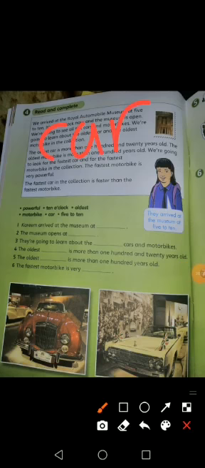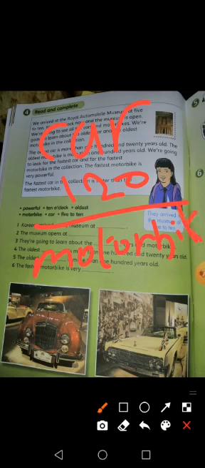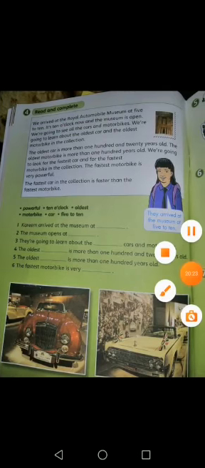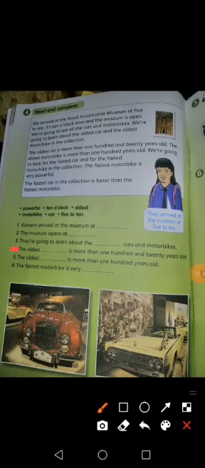So again, the oldest car is more than 120 years old, but the oldest motorbike is older than 100 years old. Okay, student? So, number 4, the oldest car, and number 5, the oldest motorbike. Okay, and number 6, the fastest motorbike is very what? The fastest motorbike is very powerful. Okay, student? Is very powerful.